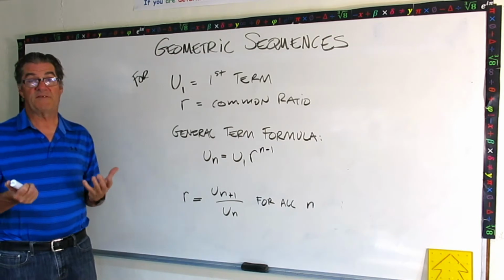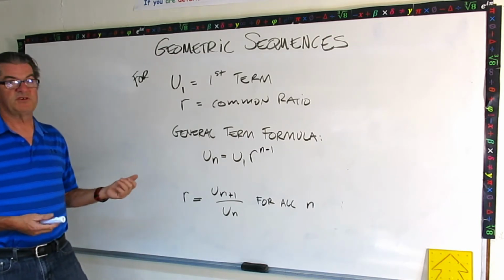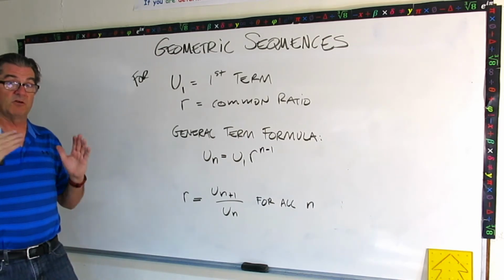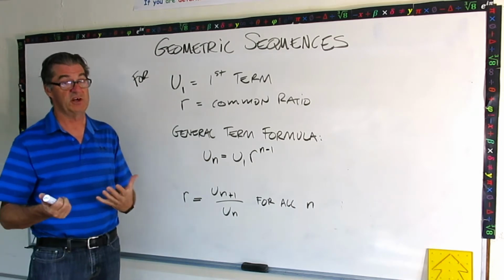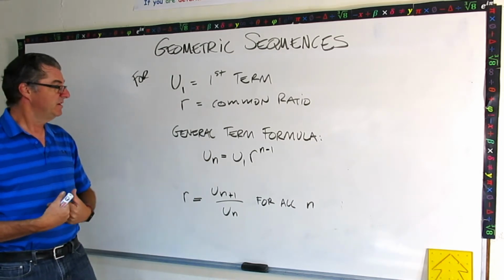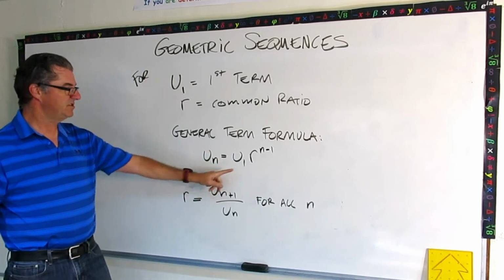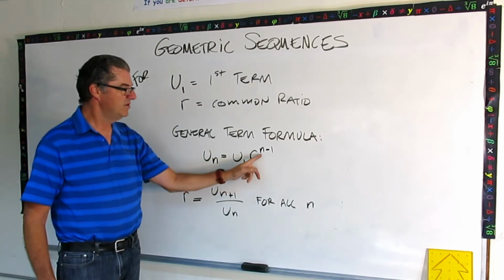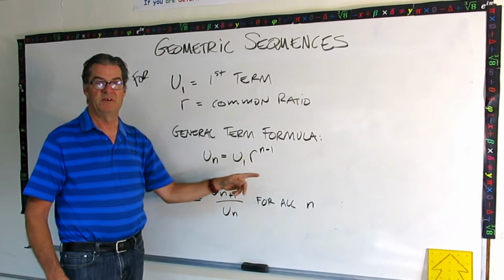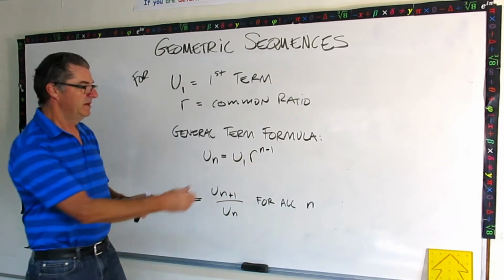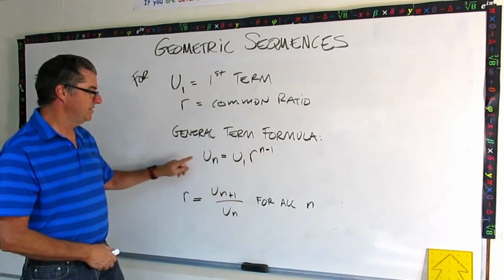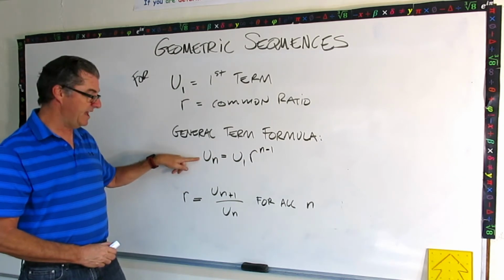Okay, so now we have a formula to find the general term. Remember, this is the explicit formula. You can go right to figuring out whatever term of your sequence you want. So for these, un, the nth term, is just u1 times r to the n minus 1. So if we're looking at the fourth term, it's going to be r to the 3. So this is your go-to formula for finding the nth term.